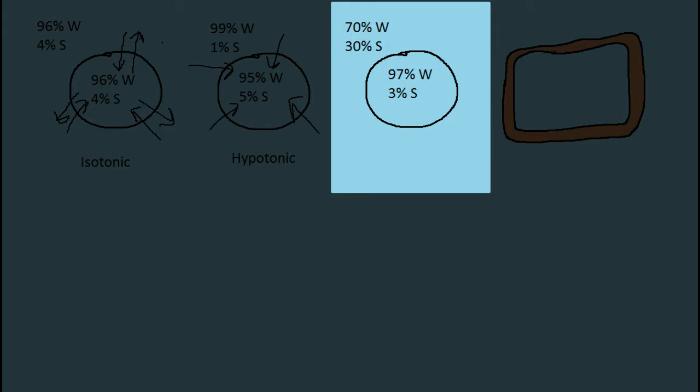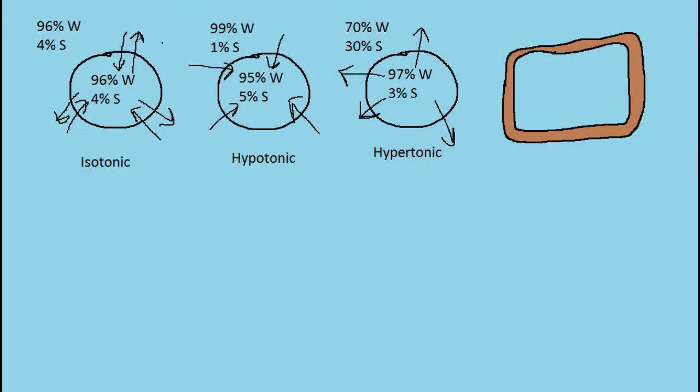Remember, water flows downhill. And in this case, it's highest inside, which means you can see it leaving. This is going to cause that cell to lose water. It's going to shrink or shrivel. We would call a solution like this a hypertonic solution because it is going to be losing water.